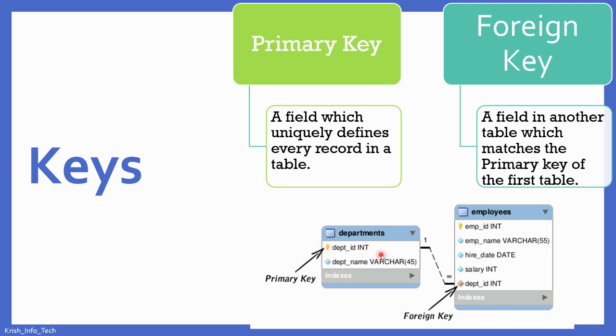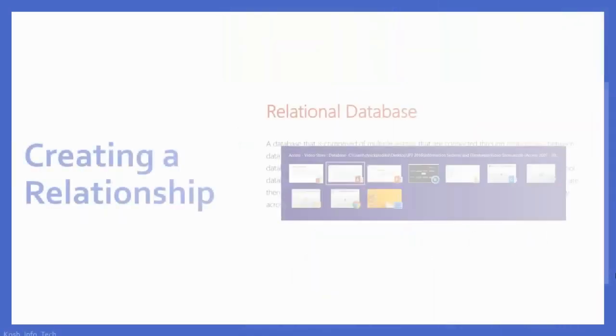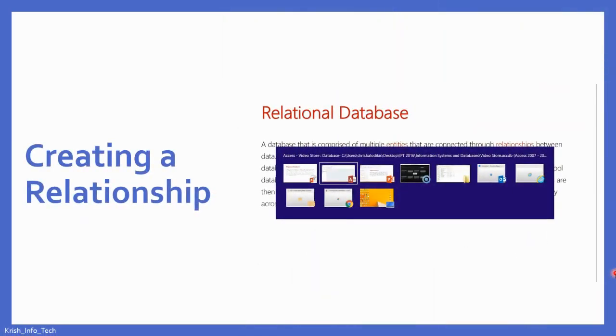The same field, when it comes to the second table, is called a foreign key. So, that's the difference between primary key and foreign key. Hope it is clear about primary key and foreign key. Next, we are going to learn about creating a relationship. How are we going to create the relationship?